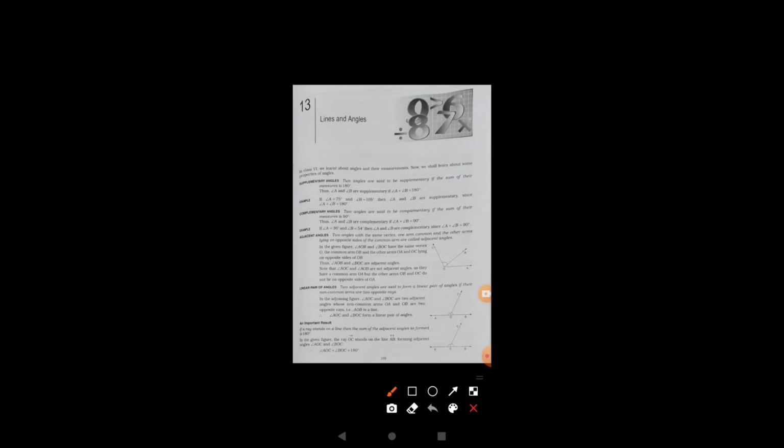For example, there is one angle A of 36 degree and angle B is of 54 degree. If their sum is 90 degree, let's check. 36 plus 54 equal to 90 degrees. So we can say these angles A and B are complementary angles.